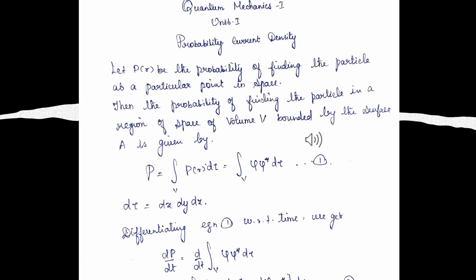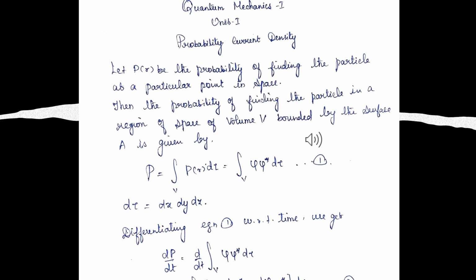When a particle is moving in a system, since it is in motion, it may be difficult to find the exact position and momentum of the particle at any instant. So at that time we can calculate the probability of the particle inside the system.